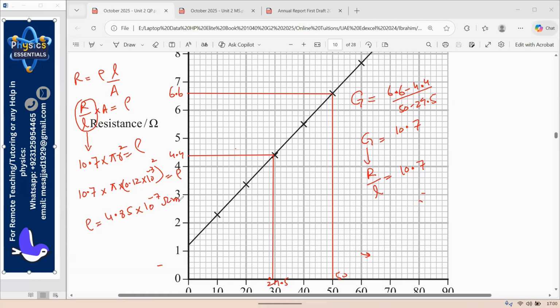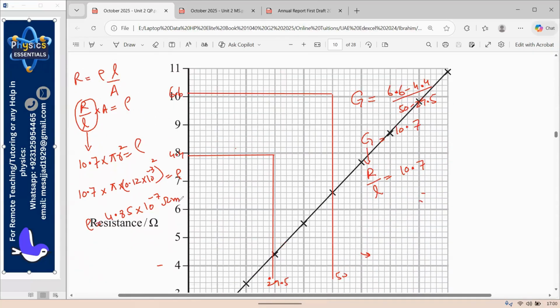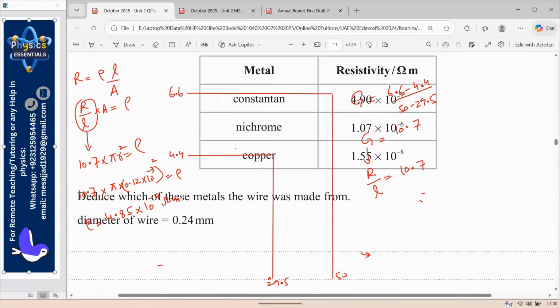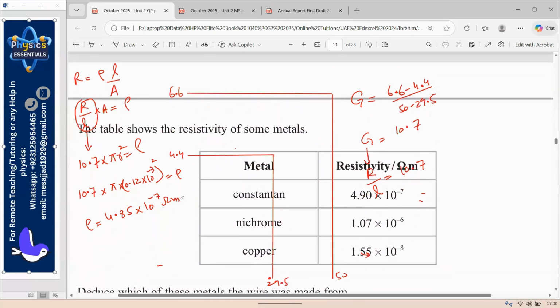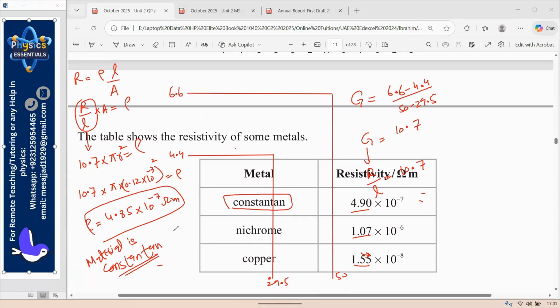Okay. Now you can see that the data given to you is in how many significant figures? Two significant figures. Oh, three. Oh, yeah. So since here the resistivity is in three significant figures, you can write the answer as you have got. So looking at this, the material should be constantan. Okay. So you have to write the material is constantan. And we have to write it because 1 mark is specially for this one.